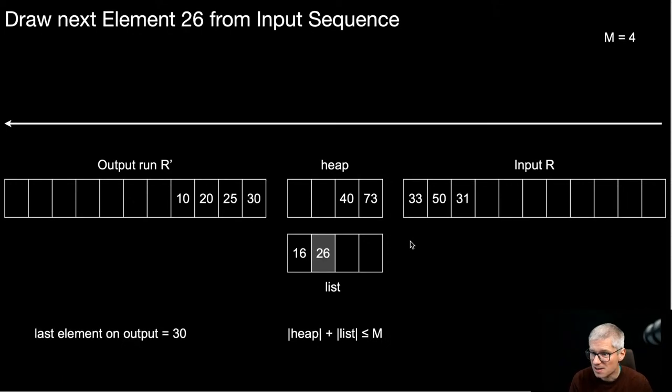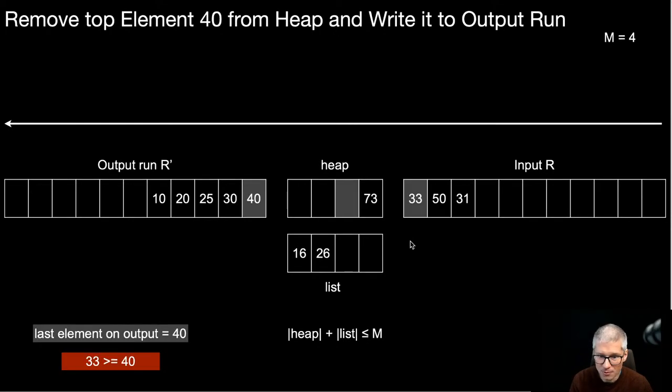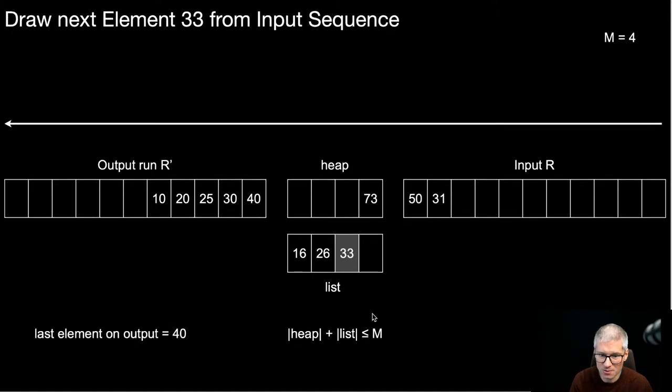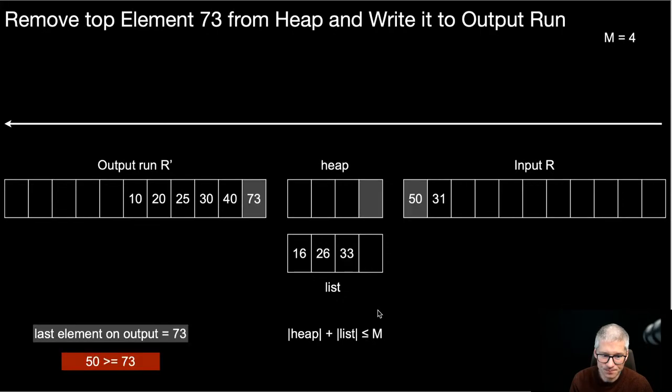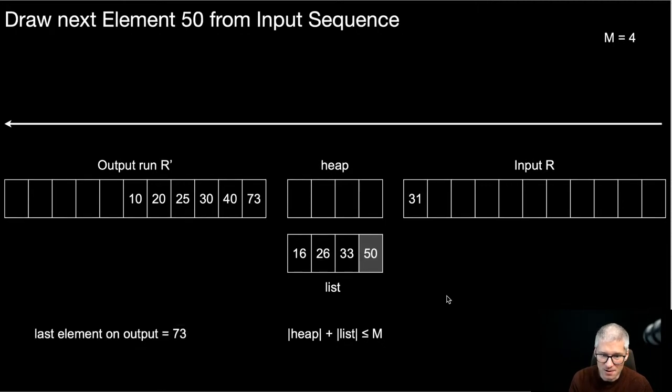And again, I proceed removing the top element from the heap, that is 40. Put it to the output run, last element is 40. I'm about to draw 33, that's not greater or equal, so it also has to go to the list. I'm about to draw 50. Is 50 greater or equal 73? No, it also goes to the list, and so forth. So that's basically the situation I'm in now.